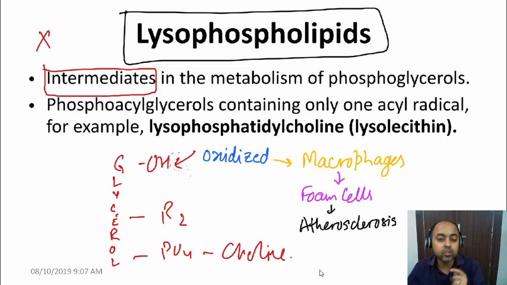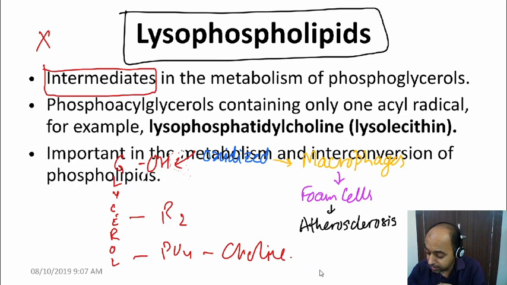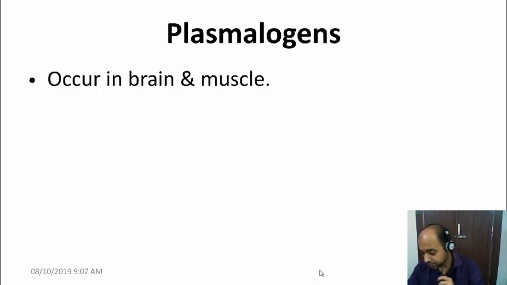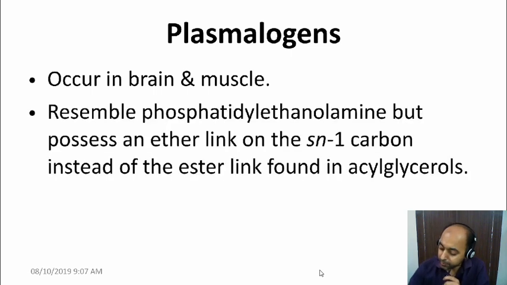We have another molecule which is strictly speaking not a glycerophospholipid, about which you should know, and that is the plasmalogens. Plasmalogens are molecules similar to the glycerophospholipids, but there is one very fundamental difference. What is that difference? Let's see. Here, in place of the ester link, we have an ether link. What do you mean by ether link?